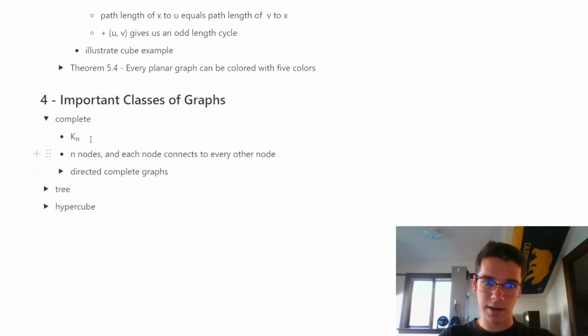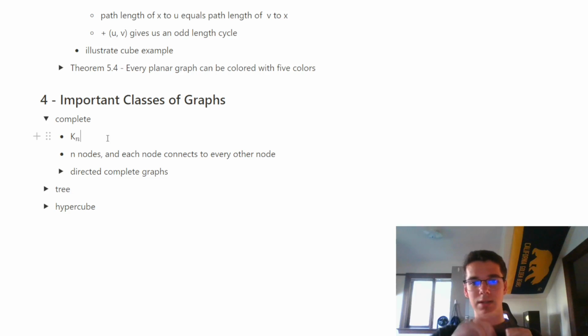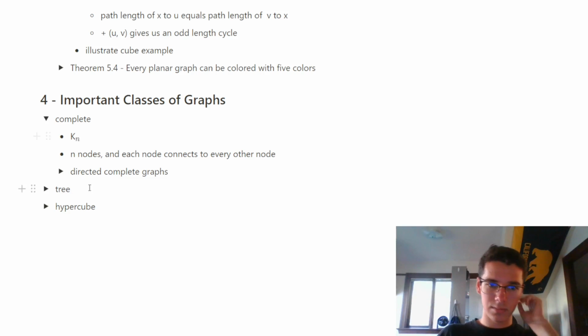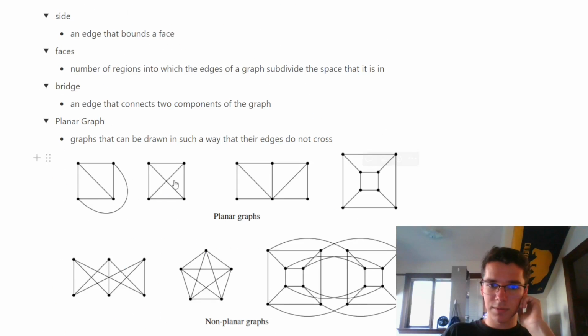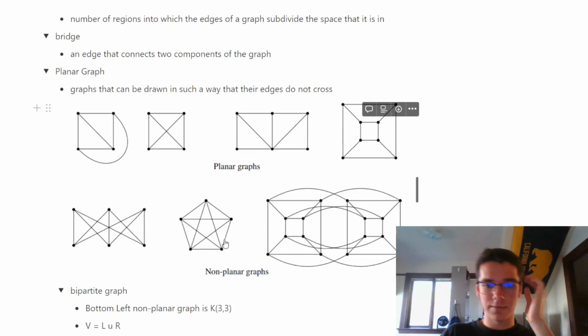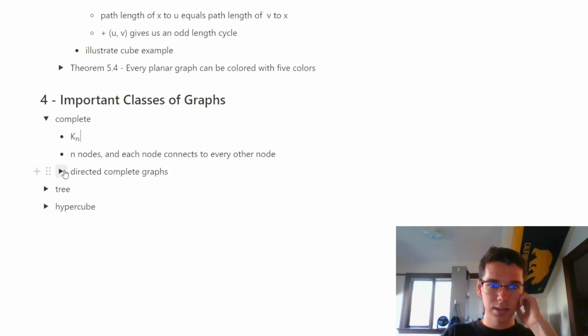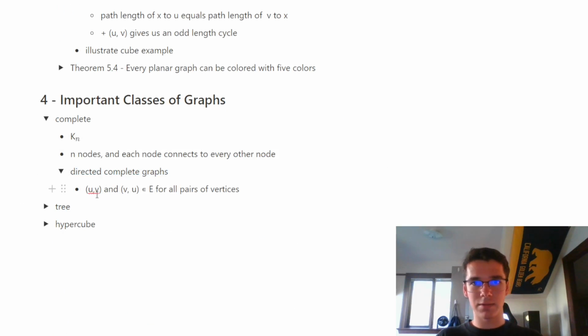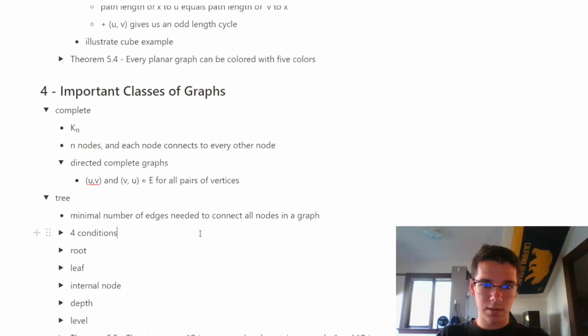Okay, so what is a complete graph? It's represented by this right here, and basically it is a graph in which n nodes are connected to every other node. An example of that would be this right here. This is K5, for example. Notice how there's 5 vertices, and each node connects to every other node. If the graph is directed, then that means we're going to have edges that go both ways. Okay. Next, we're going to talk about a tree.